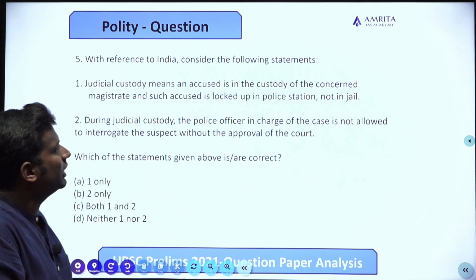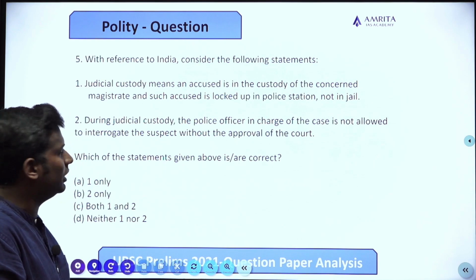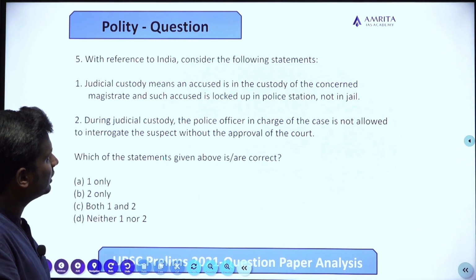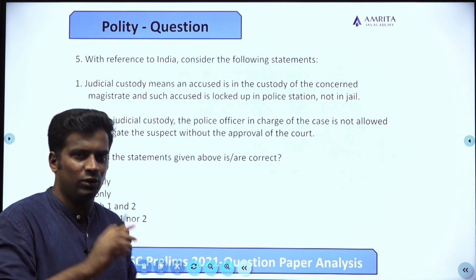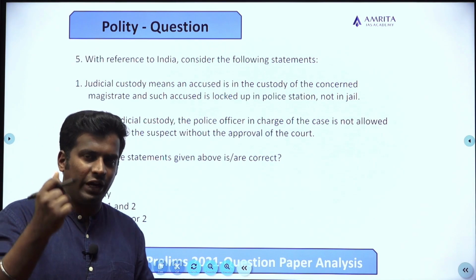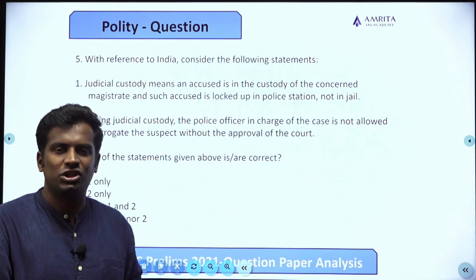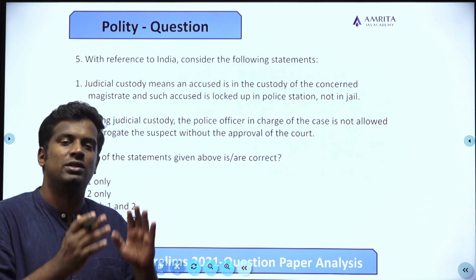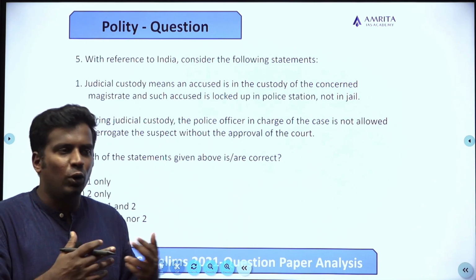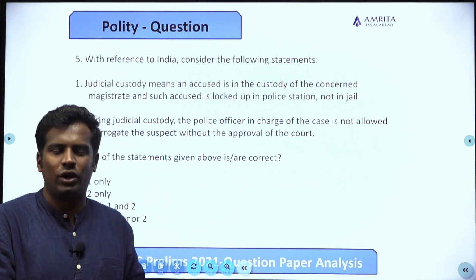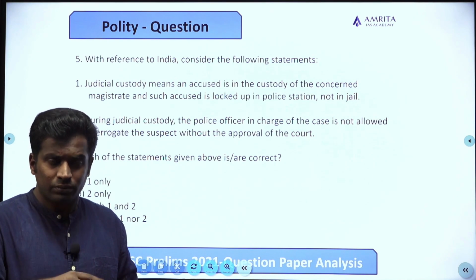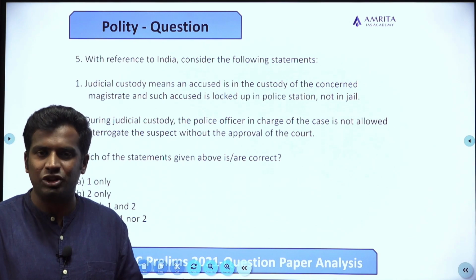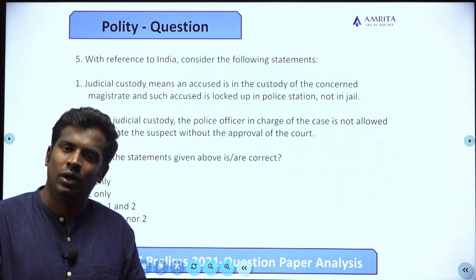Judicial custody means an accused is in the custody of the concerned magistrate. Yes, that is right. And such accused is locked up in the police station, not in jail. No, no, no. If that accused is locked up in police station, that is not judicial custody, but rather it is police custody. The police can keep a person for 24 hours before they produce this person to the magistrate, they can keep that person in police custody.